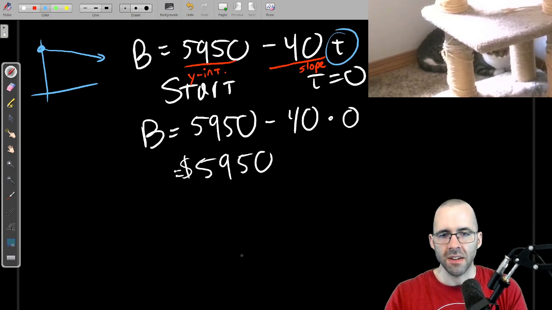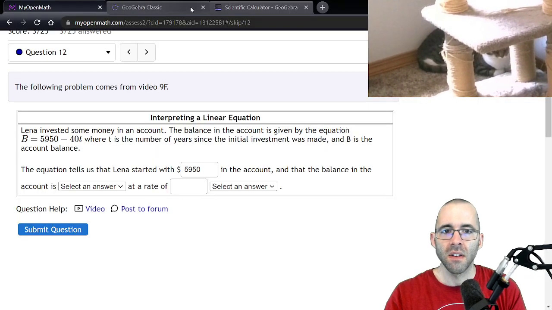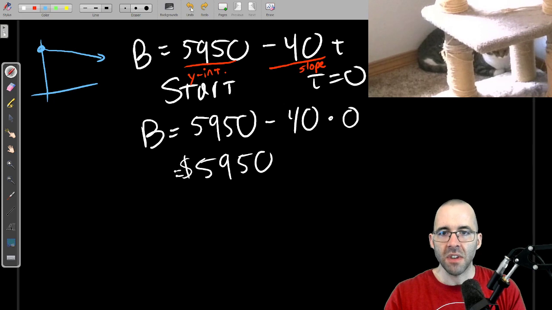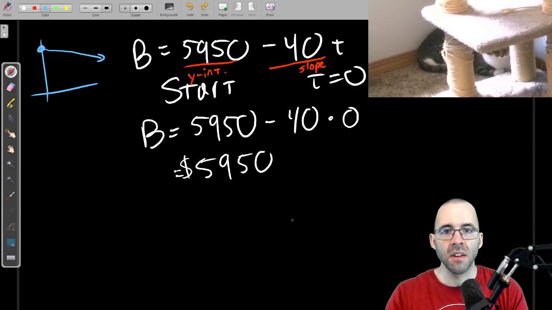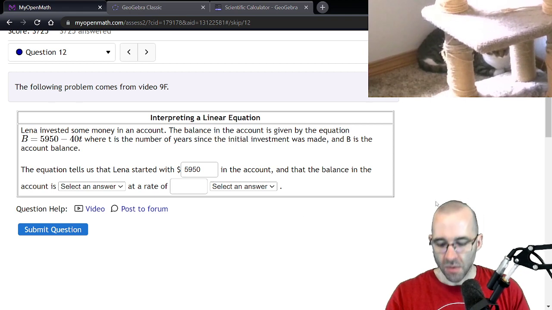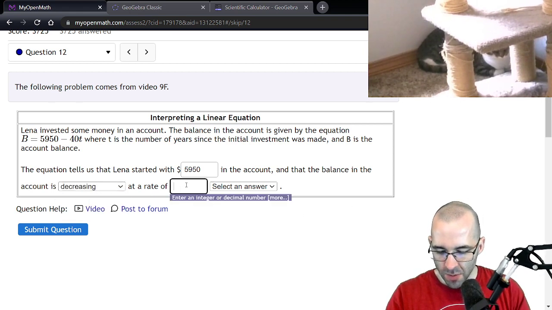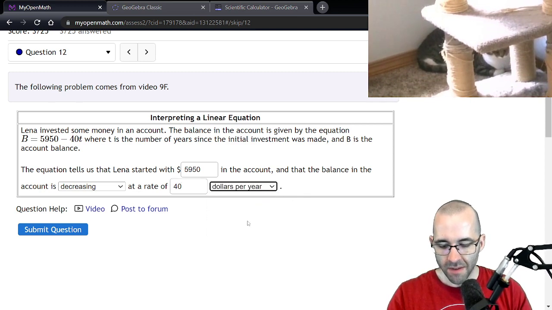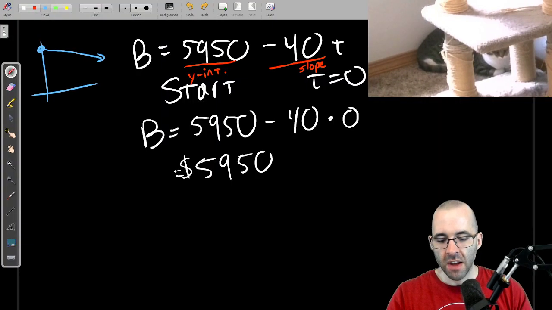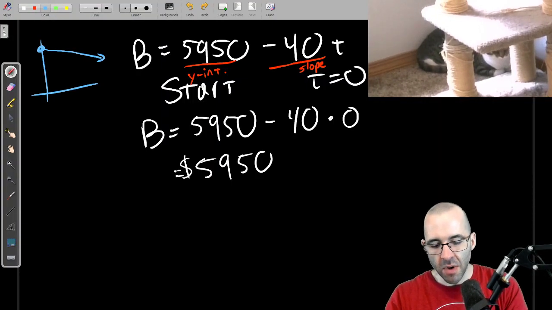Every year, sorry, is it every year or every month? T is the number of years. So yeah, every year we're losing $40 in this account. Okay, well that's what we're supposed to answer. At a rate of 40, what are the units? Sorry, I said dollars per month. Dollars per year. The slope, remember slope is rise over run?